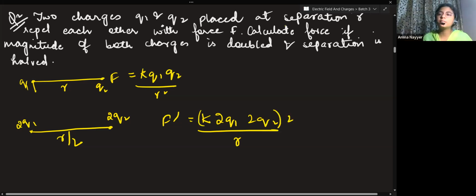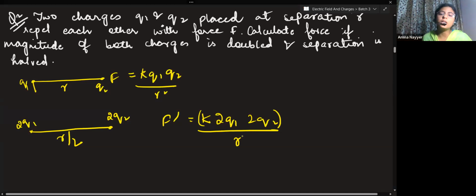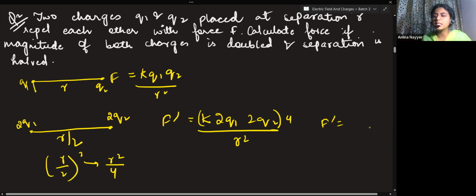So this becomes 2 into 2, 4, 4 into 2, this is 8. Okay, no, we'll square it also. R square, we have to square this. So R square will be what? R by 2 whole square. So this becomes R square divided by 4. So R square and 4 goes over here. So F prime becomes 16 K Q1 Q2 divided by R square.